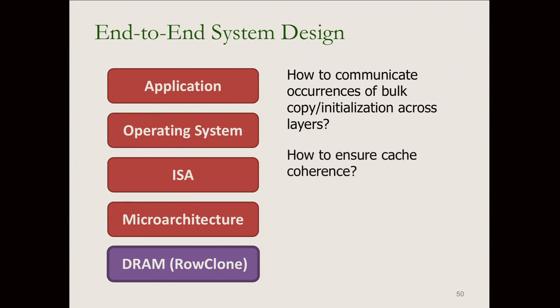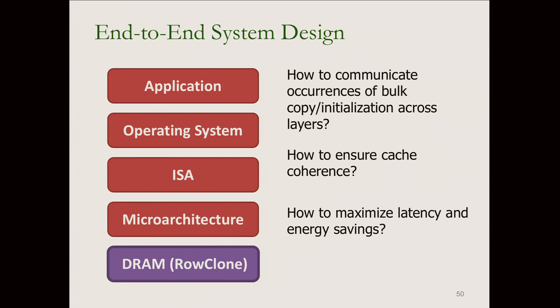How do you ensure cache coherence? If the processor has some of the data cached in the caches, and if you want to write to it, how do you ensure that? The paper says that you should flush the cache, not the entire cache, but just the page that you're operating on from the cache. That's one way of doing it. Maybe there should be more efficient ways.